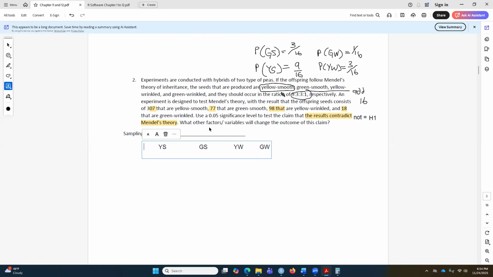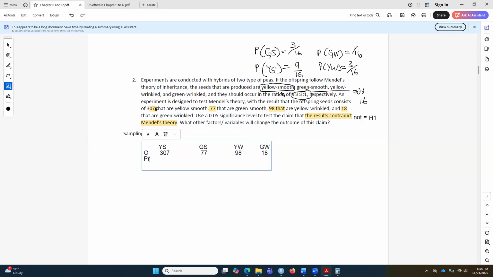And then on the next line, you have to do the observed frequency. It's hard to draw it; in the test, I usually give you guys a table. Observed frequency. Okay, so we call it O in this case. The observed frequency for the yellow smooth is 307 based on the question. The green smooth has 77. The yellow wrinkle in this case is 98. And the green wrinkle in this case is 18. Okay, so that is the observed.